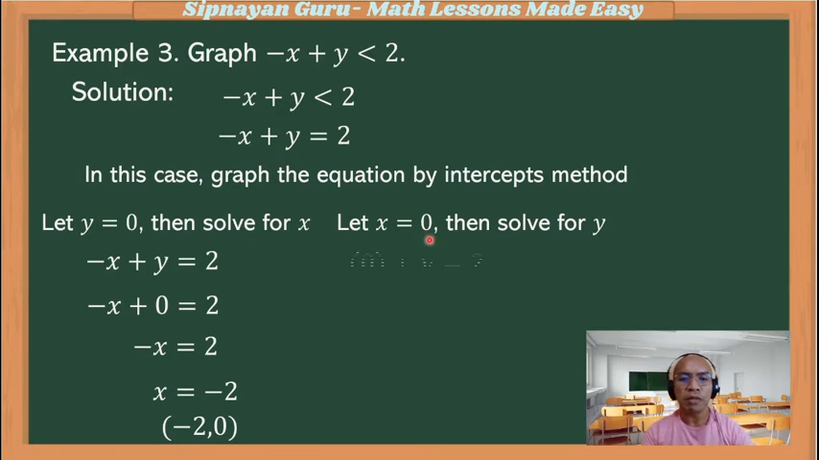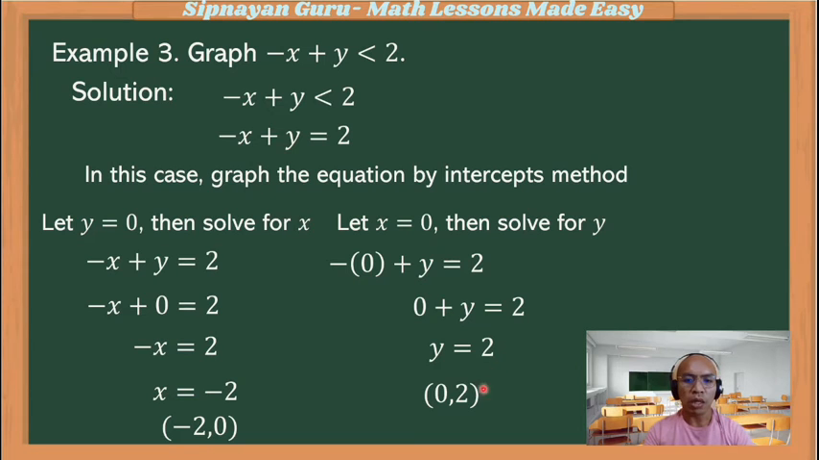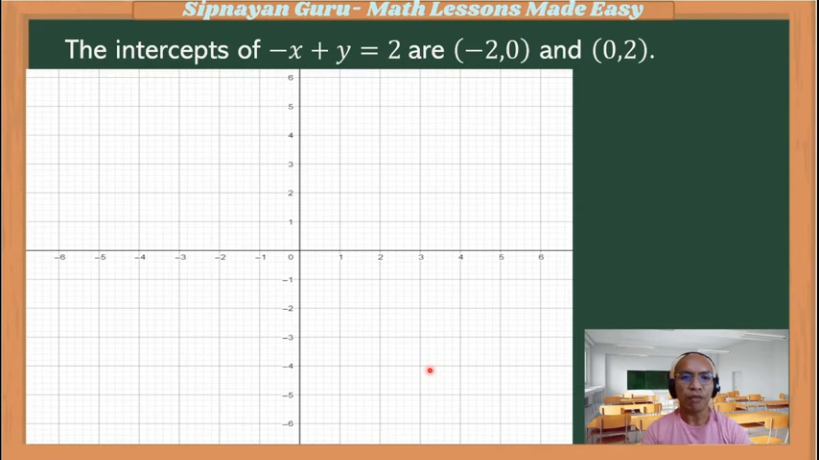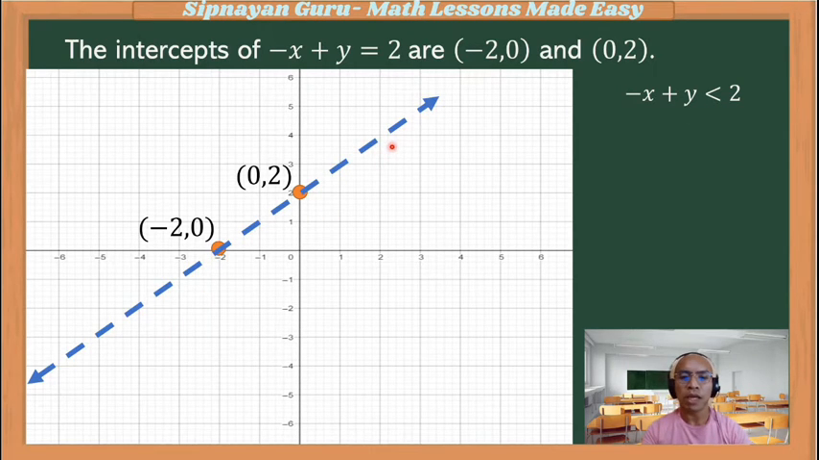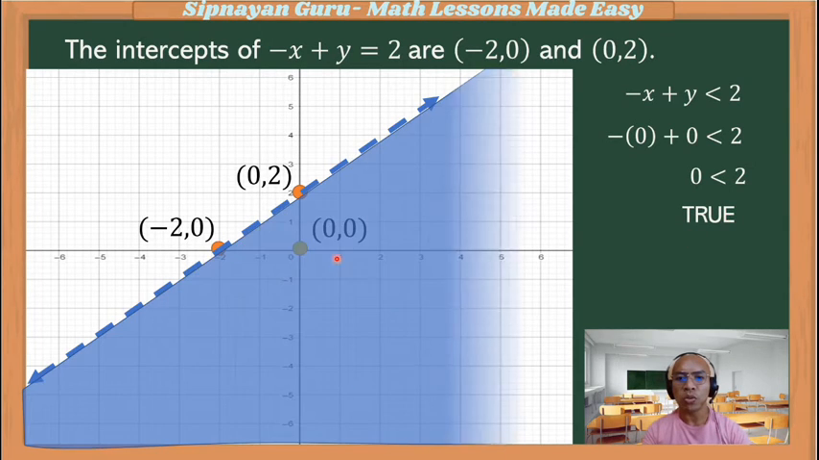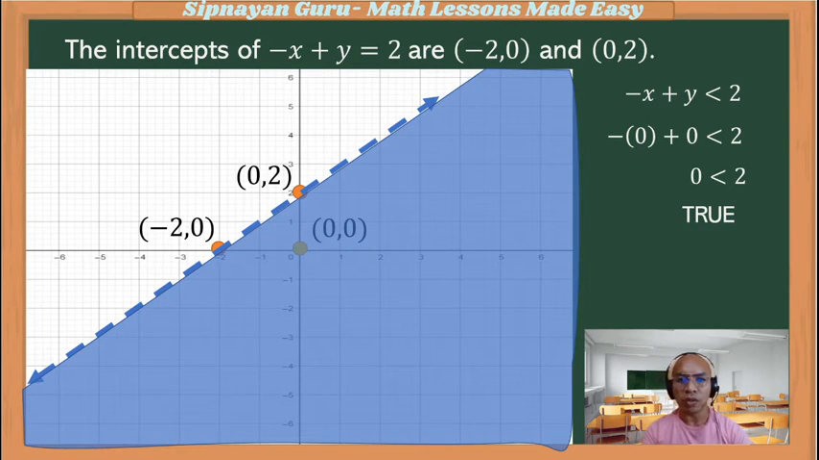Solve for the y-intercept. Let x be 0. So this is 0 + y is equal to 2, and our y is equal to 2. Graph the x-intercept. The y-intercept is (0, 2). The given inequality is less than, so therefore the boundary line is a broken line. So test using the test point if this region satisfies the given inequality. So this will be 0 and this will be 0, so 0 less than 2. So this statement is true, so therefore we will shade this region.